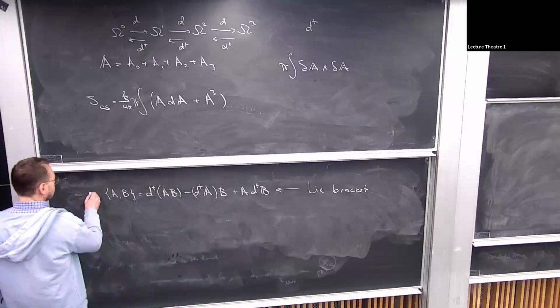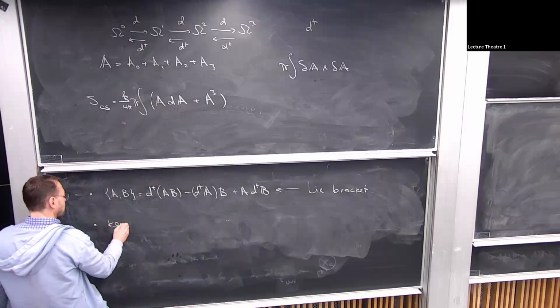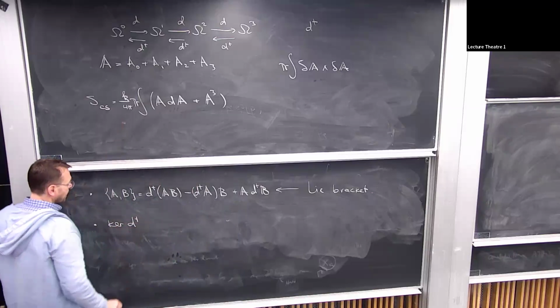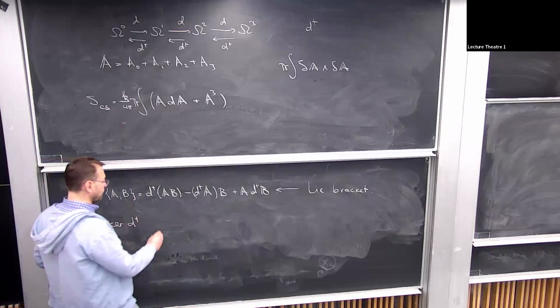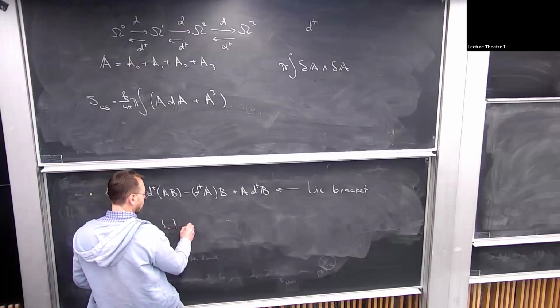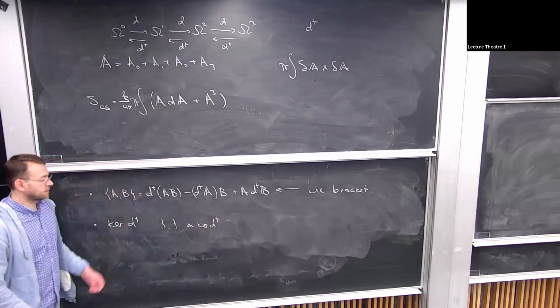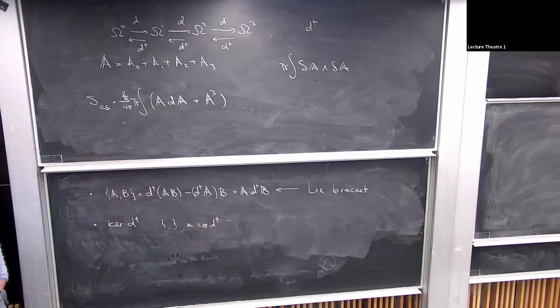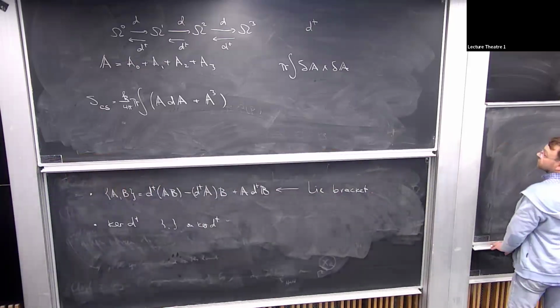So what I need to do is the following. This is a bracket. Then I would like to evaluate it, for example, at the kernel of D dagger. First of all, you can observe that this is a bracket on all differential forms, but it will also be a bracket on the kernel of D dagger. So this bracket is closed under this property.